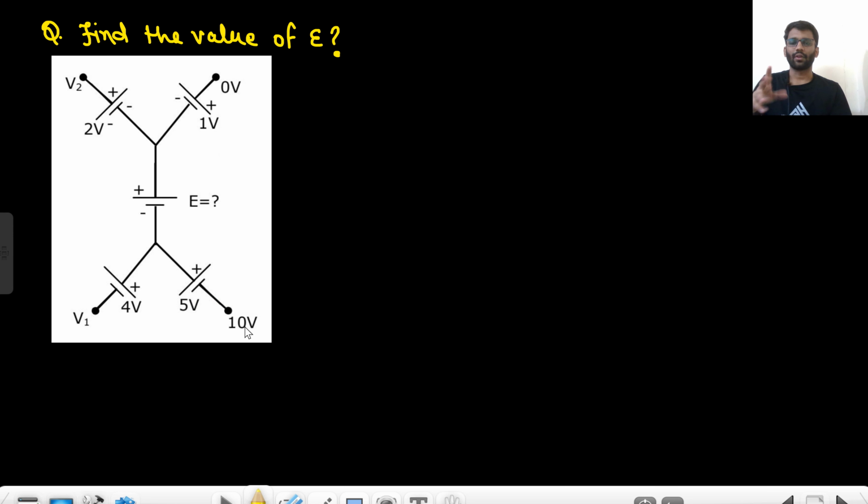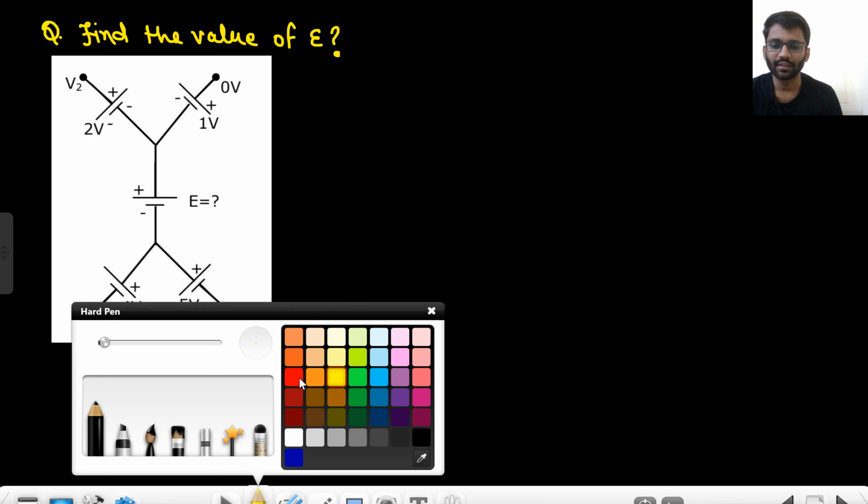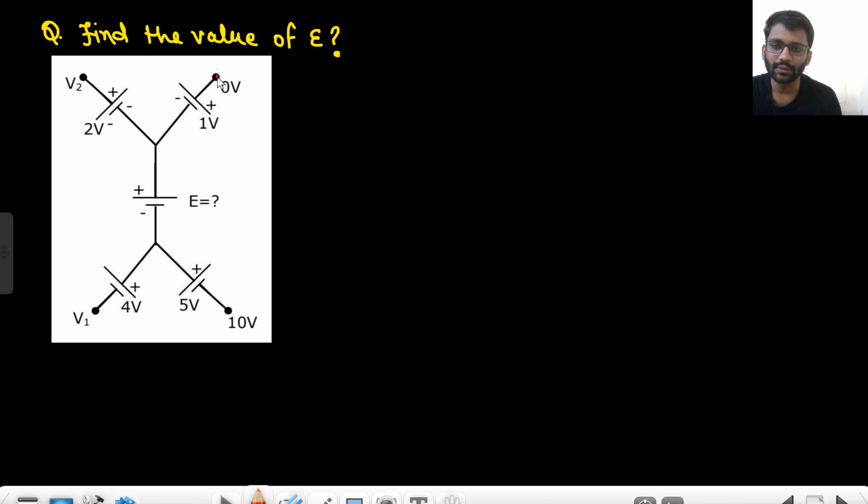Okay, you have to find the value of E. If this is 0, if you start from here, what will be the potential of this point? V2 minus 2, right? So we shouldn't start from here. We should start from here. You know the potential of this point is 0. You know the potential of this point, 0 minus 1. It will be minus 1 volt. Do you know the potential of this point? No, it is V1. You don't know.